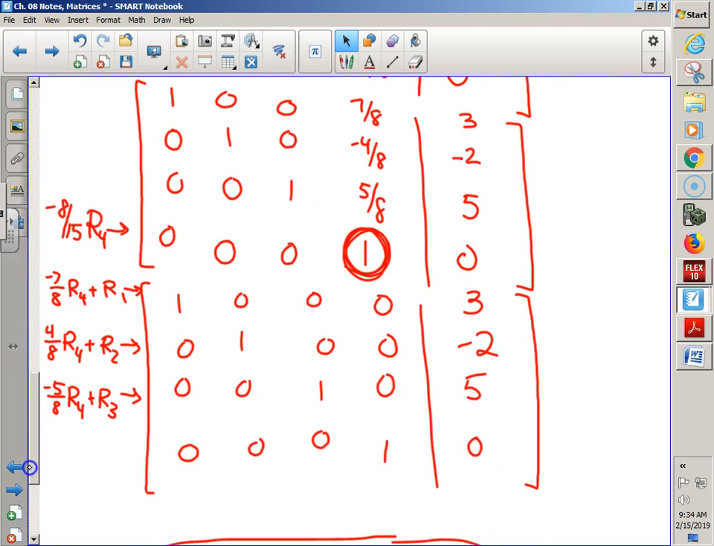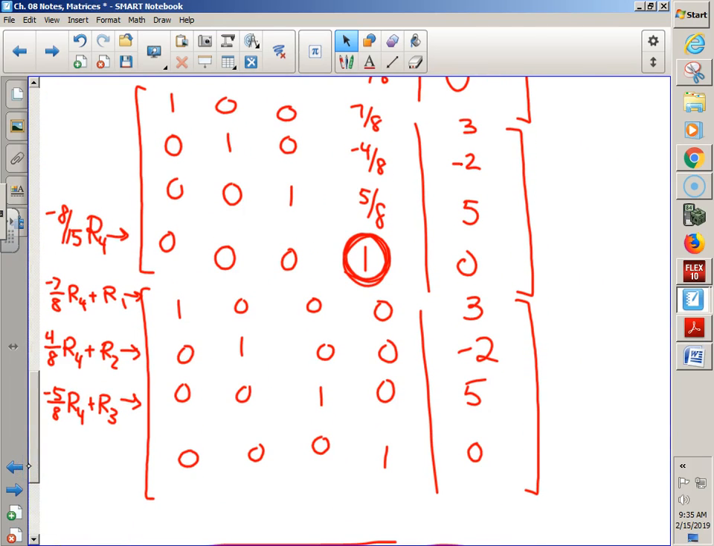When I was doing these ones, the nice thing is for these ones, remember we have to go entry by entry. So times and then plus. The coefficient times row 4 plus row 1, or the coefficient times row 4 plus row 2, or the coefficient times row 4 plus row 3.